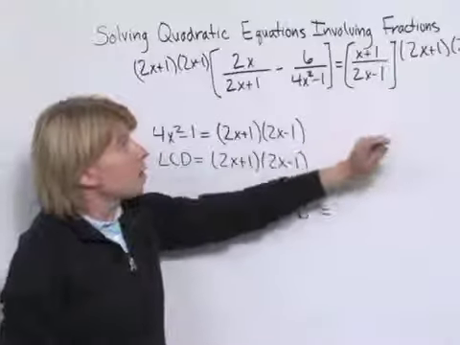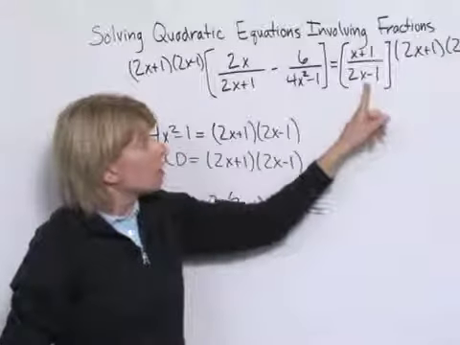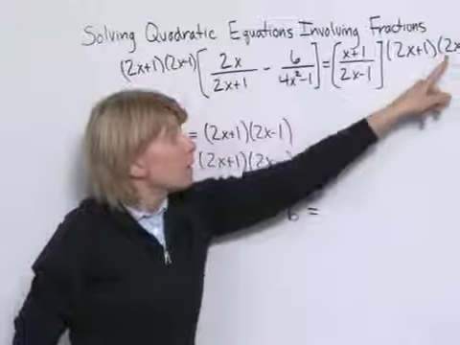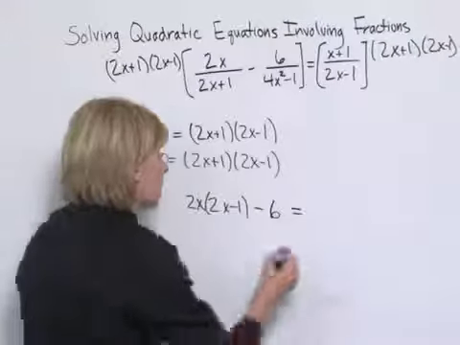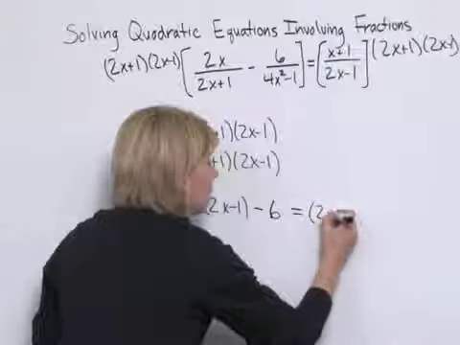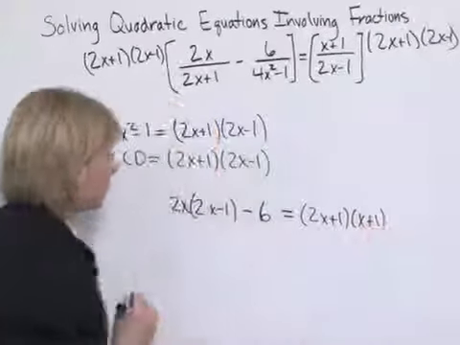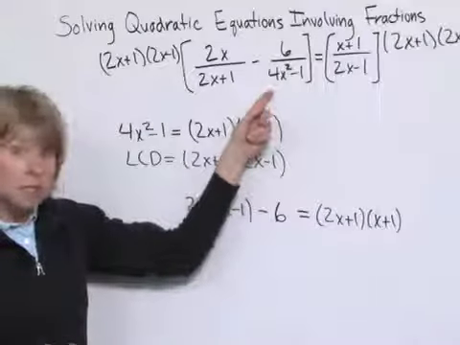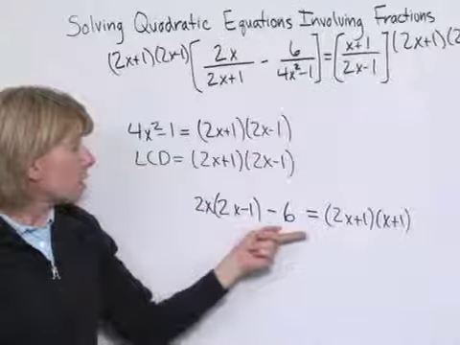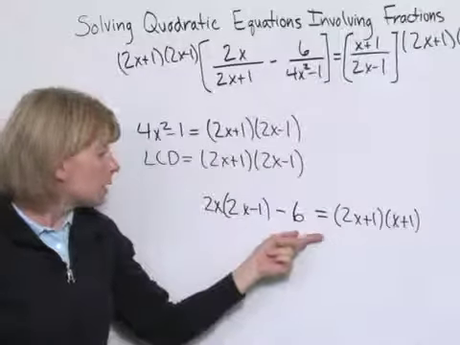On the right-hand side of the equation, multiplying the LCD times this fraction, the 2x minus 1 divides out, leaving us with 2x plus 1 times x plus 1. And now we've taken our original equation containing fractions, and we now have an equivalent equation without fractions. And this will be easier to solve.